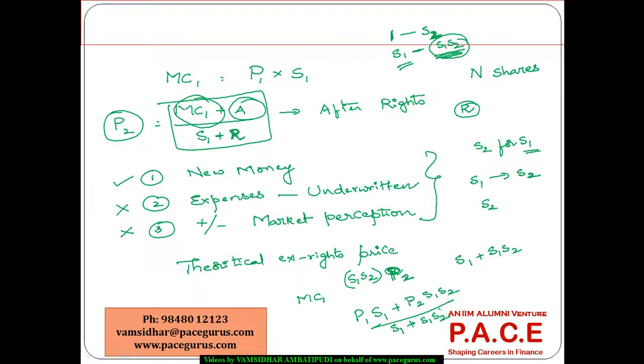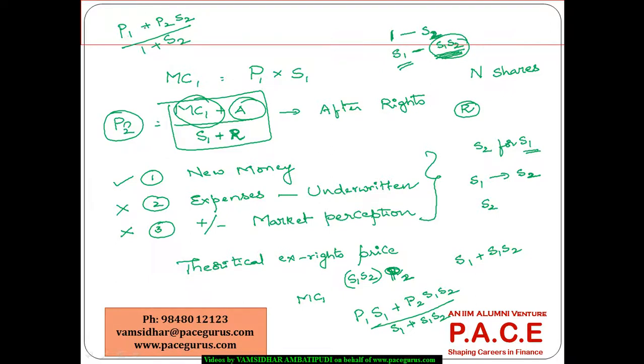Now, if I look at this situation, probably taking out S1 across, I'm going to get P1 plus P2 S2 divided by 1 plus S2. So it looks as if we are going with a weighted average.